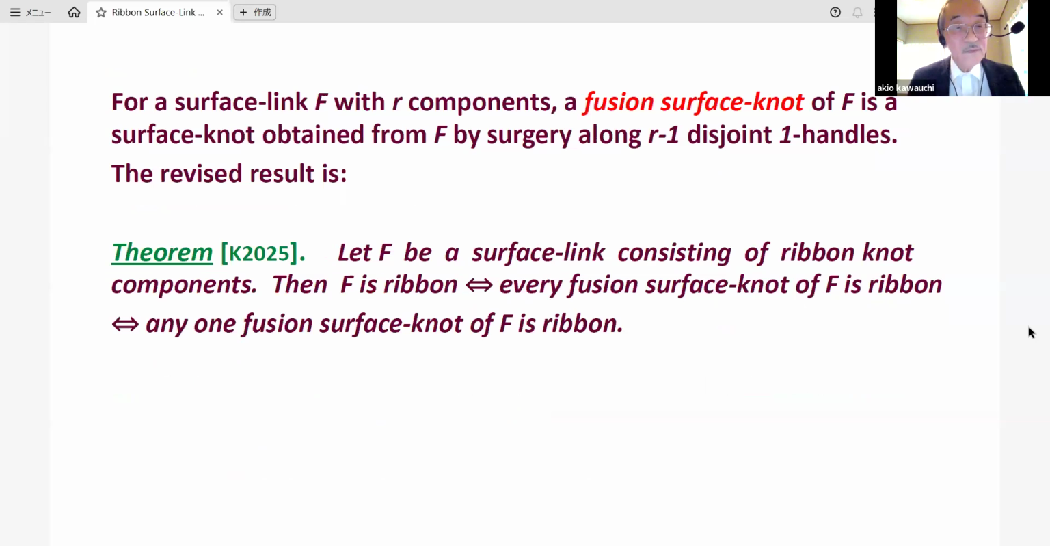For a surface link F with r components, a fusion surface knot of F is a surface knot obtained from F by surgery along r-1 disjoint 1-handles. The revised result is the following theorem. Let F be a surface link consisting of ribbon knot components. Then F is ribbon if and only if every fusion surface knot of F is ribbon, if and only if any one fusion surface knot of F is ribbon.